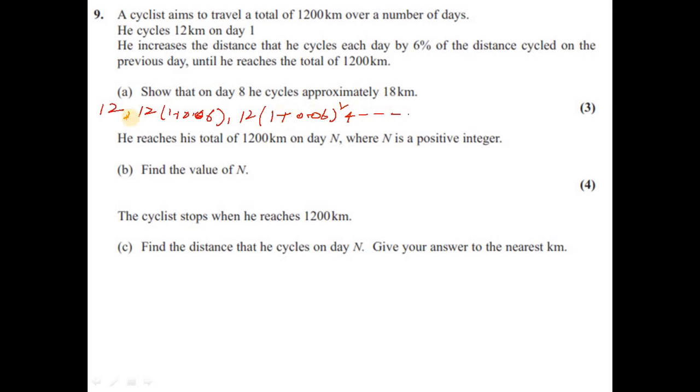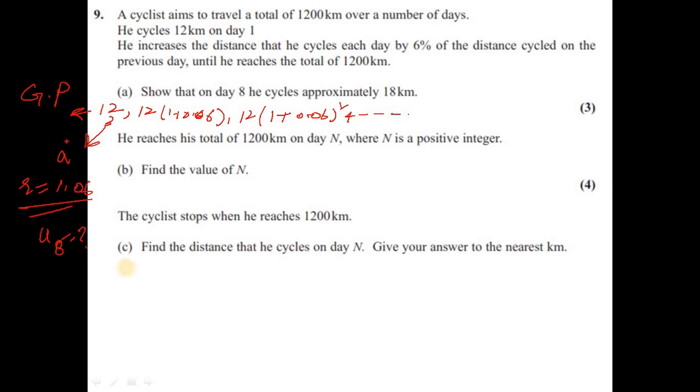And if you see, this is a geometric progression or a geometric sequence with the first term 12 and the common ratio r is 1.06. So you need to show that on day 8 he cycles approximately 18 km. That means you figure out U8. You need to find U8 for part A.